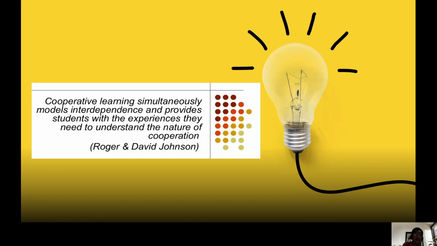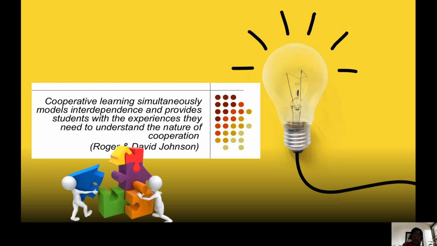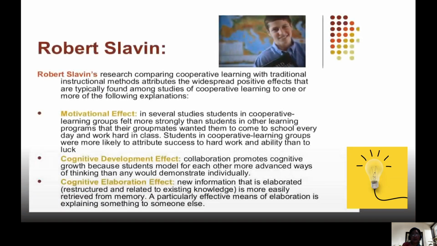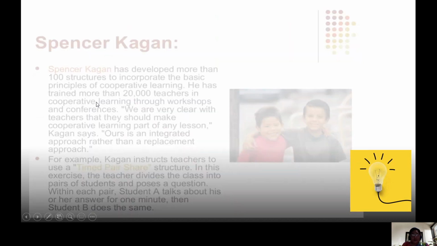So cooperative learning simultaneously models interdependence and provides students with experiences they need to understand the nature of cooperation. Robert Slavin, in the research comparing cooperative learning with traditional instructional methods, attributes the widespread positive effects that are typical of cooperative learning to one or more of the following explanations.